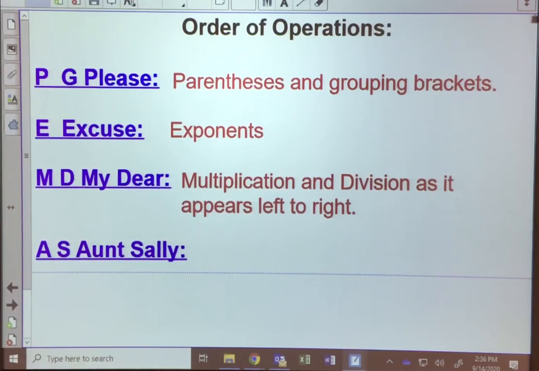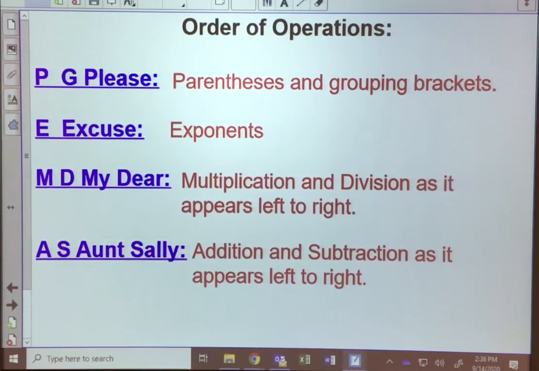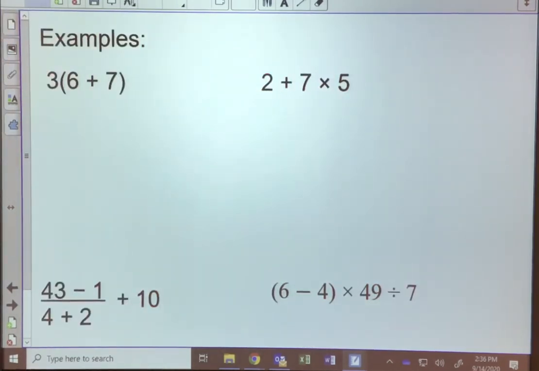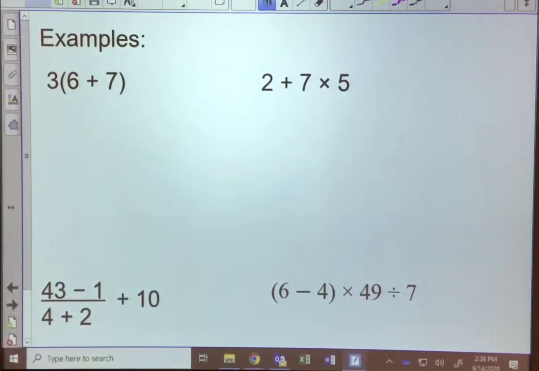And Aunt Sally, addition and subtraction as it appears left to right. And again, sometimes there'll be subtraction first, sometimes it'll be addition. It's whichever one comes first if you were reading it like a sentence. Okay? I've got a few examples I want to go ahead and work with you today and make sure that it's clear.